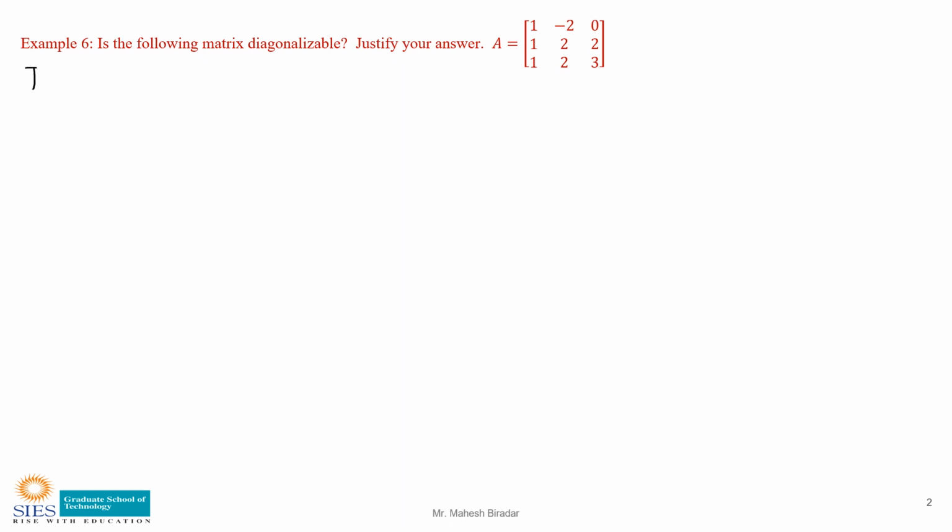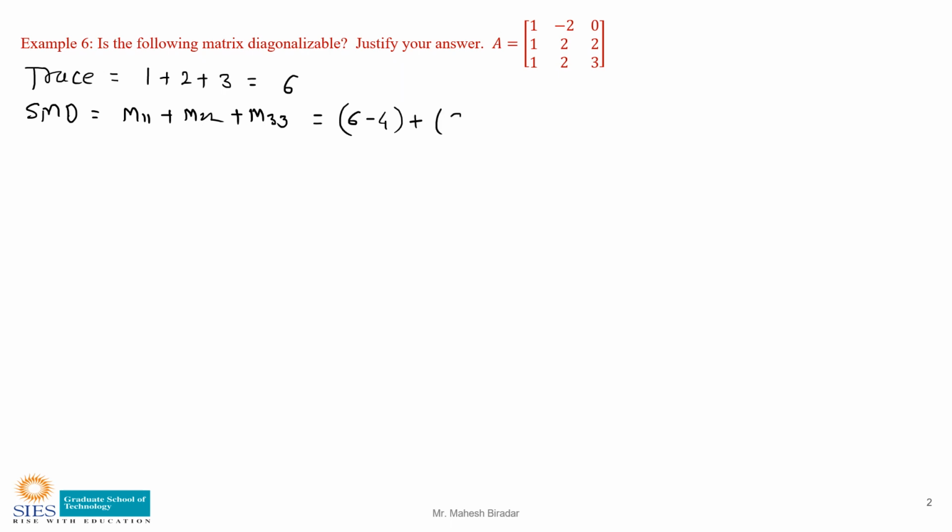So trace is equal to the sum of diagonal elements, which is 1 plus 2 plus 3. This is equal to 6. Calculate SMD, that is M11 plus M22 plus M33, which is equal to 6 minus 4, this is M11. M22 is 3 minus 0, plus M33 is 2 plus 2. So 6 minus 4 is 2, plus 3, plus 4. So this is equal to 9.